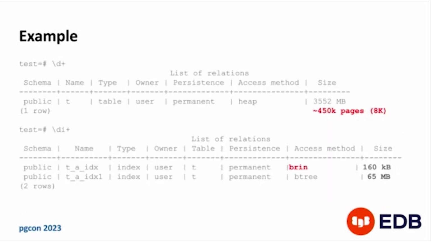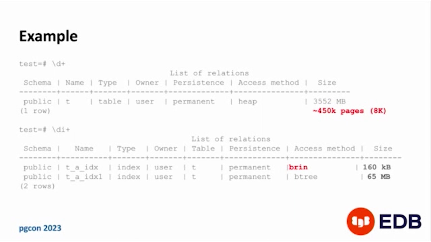Anyway, one of the main advantages of BRIN indexes is size. The table is a fairly small table, for example, 3.5 gigabytes, so roughly 500,000 8-kilobyte pages. But the BTREE index, by default, if you create it, is like 65 megabytes. So it's a small table with a reasonably large index. But the BRIN index is less than a megabyte, much, much smaller than the BTREE index.